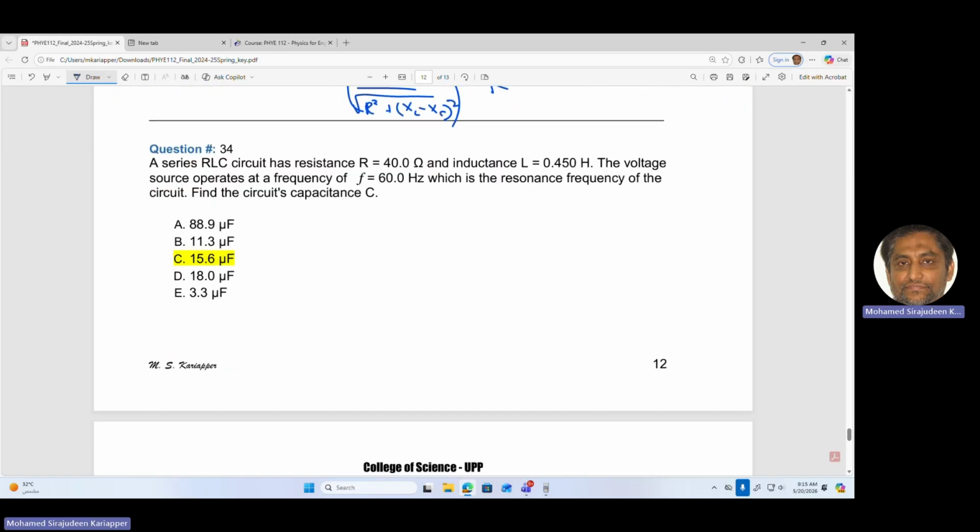34. A series RLC circuit has resistance and inductance. The voltage source operates at a frequency which is the resonance frequency of the circuit. Find the circuit's capacitance. So resonance happens at this. I think we have this, and we have L. The only unknown is C. So you solve for C.